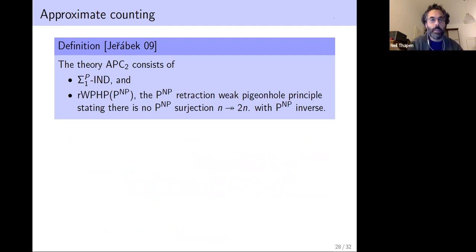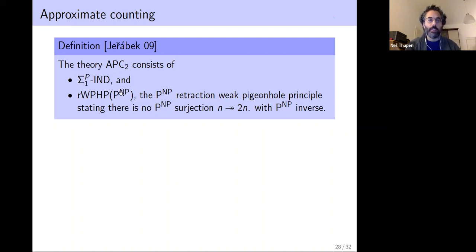So this is the theory of approximate counting developed by Emil Jeřábek. We'll call it APC2, and we take induction for this kind of formula. And we had this theorem that this is the right theory for formalizing P to the NP functions. In particular, it proves they are total.